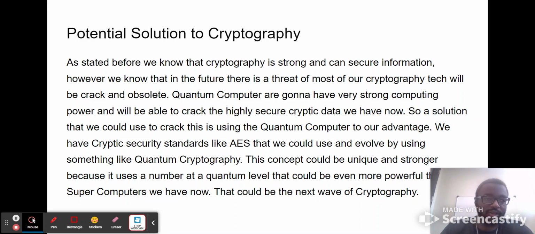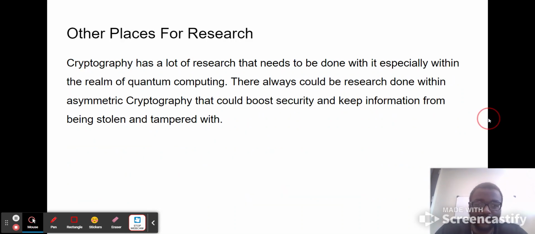We'll be able to protect a lot more information with a lot more bits, right? And it'll be a lot more efficient, I think, as well. Once we perfect the quantum computer, this concept could be unique and stronger because it uses a number at a quantum level that could be even more powerful than supercomputers we have now. That could be the next wave of cryptography.